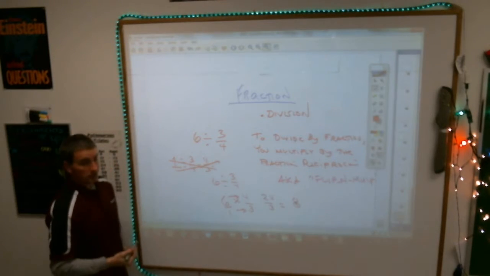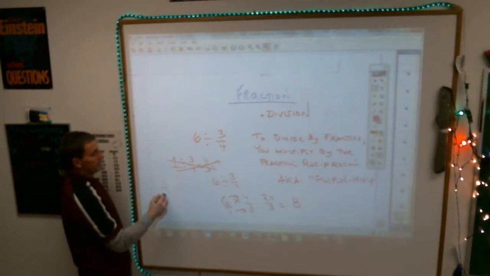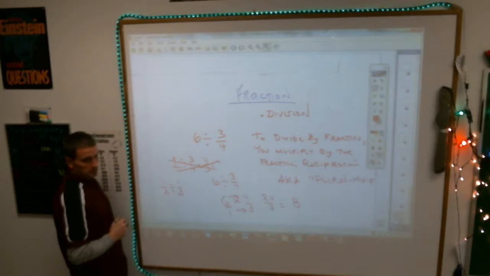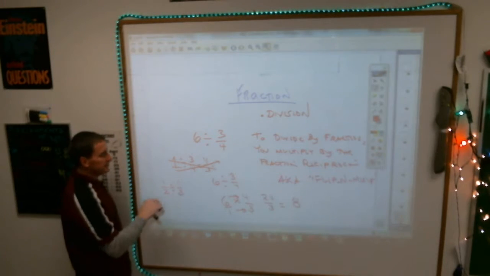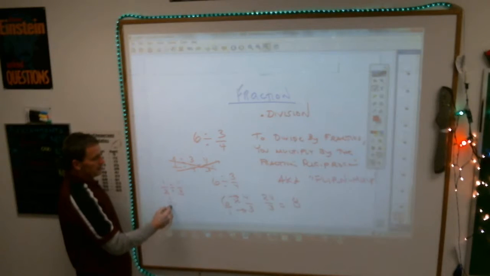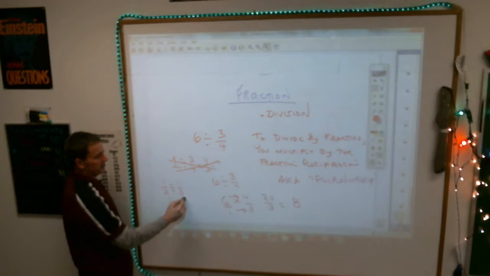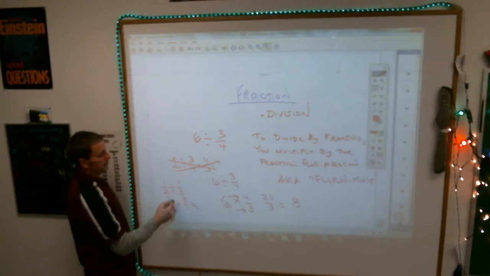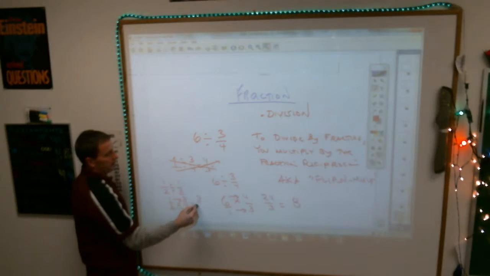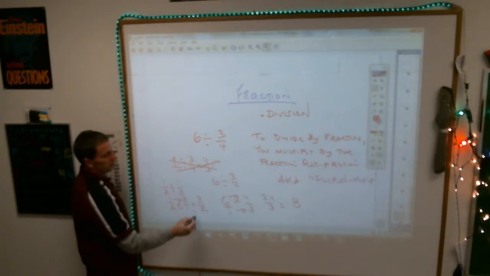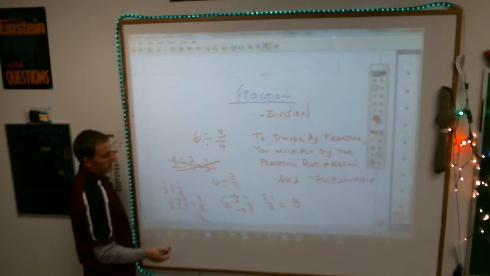If it was a fraction divided by a fraction, if it was 1/2 divided by 1/3, it is the second fraction that gets flipped. The 1/2 stays the same. This is 1/2 times 3 over 1. And if you do that, you end up with 3 over 2, which you can't leave as improper. You make it 1 and 1/2.